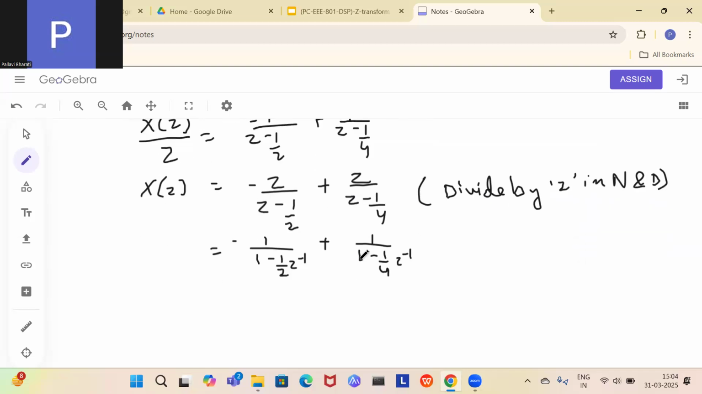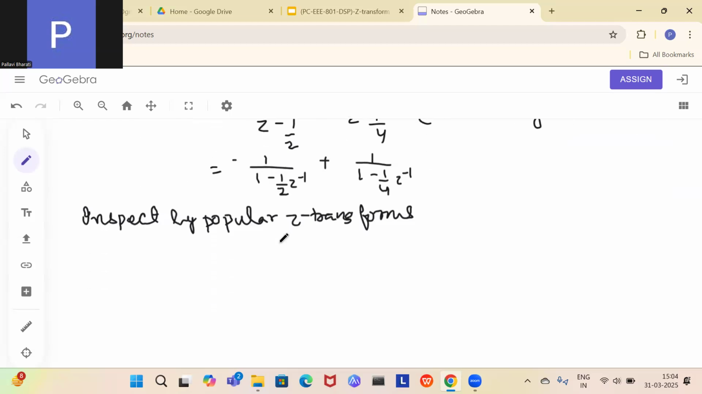Now the next step, you can say the fourth step, is that you have to inspect the Z transform, inspect by popular Z transforms. If you have done some basic questions, you will be able to say which signal this is the Z transform for. This is the Z transform for (half) to the power n, and this one is for (1/4) to the power n. Now, this one was a minus and this is a plus.